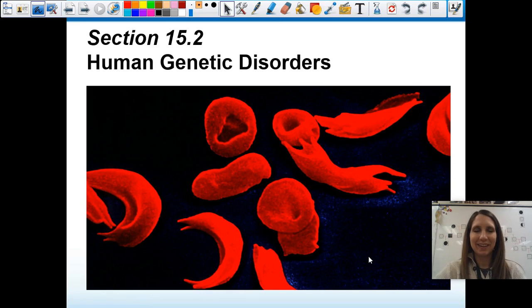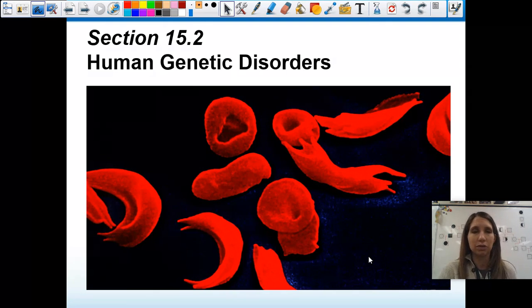Hey everybody, we are looking at section 15.2, which will kind of wrap up our content for our chapters 12 and 15 tests coming up here. So for section 15.2, our title is Human Genetic Disorders, and as with 15.1, we are really focusing in this chapter on human-specific traits and human-specific inheritance. So go ahead and get the title written down.